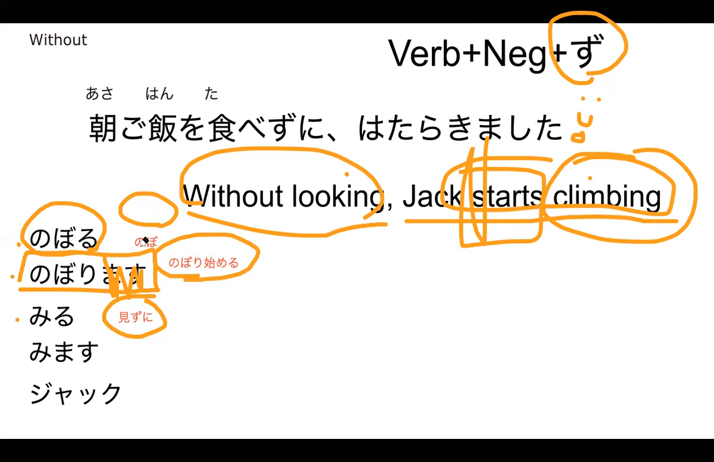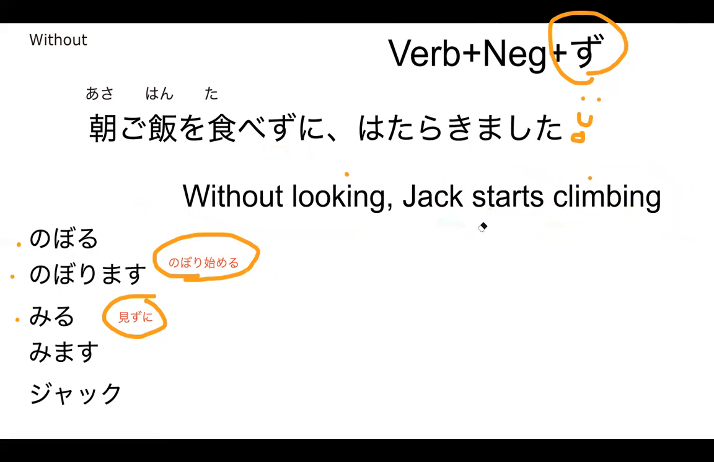So I'm going to use the eraser to delete these guys. So I have the two verbs for you. So how do you make the sentence? Without looking, Jack starts to climb, starts climbing. How would you say that? Mizu ni nobori hajimeru.